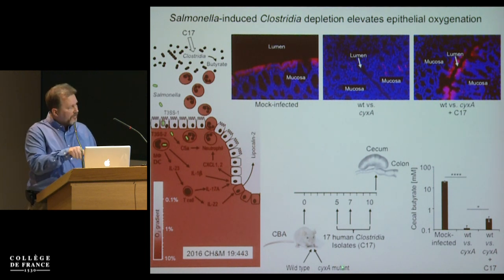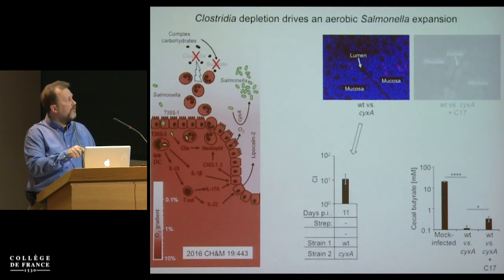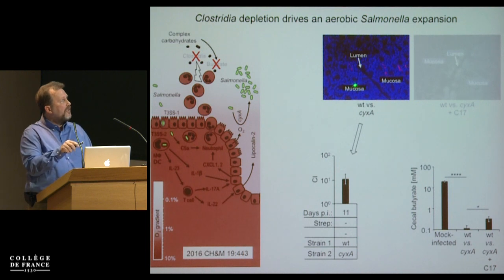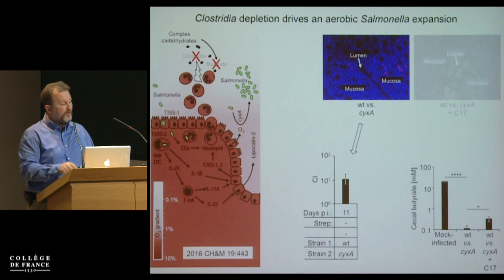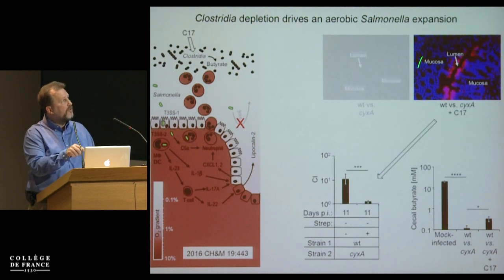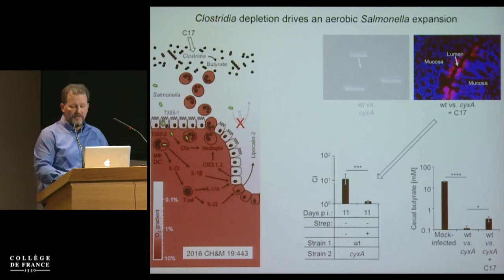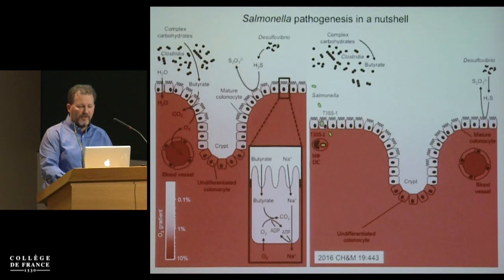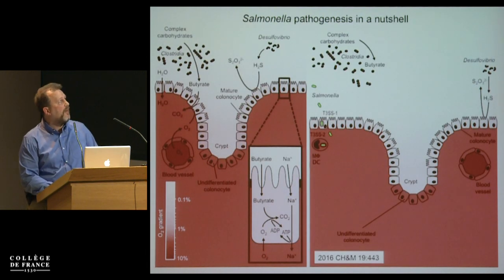So then you can ask what happened to these indicator strains, one which can respire oxygen, one which cannot. So if you look at the wild type situation where we have no more hypoxia, you see a phenotype for oxygen respiration, but if you treat with Clostridia, this benefit is crushed. So that brings me to my last slide. It's the Salmonella pathogenesis in a nutshell.